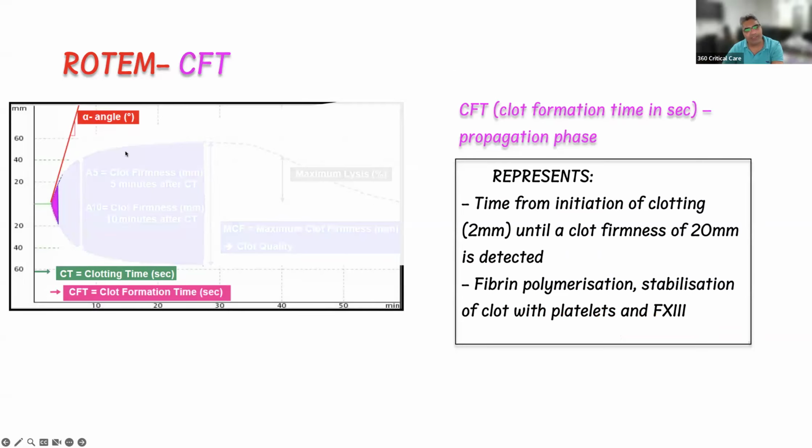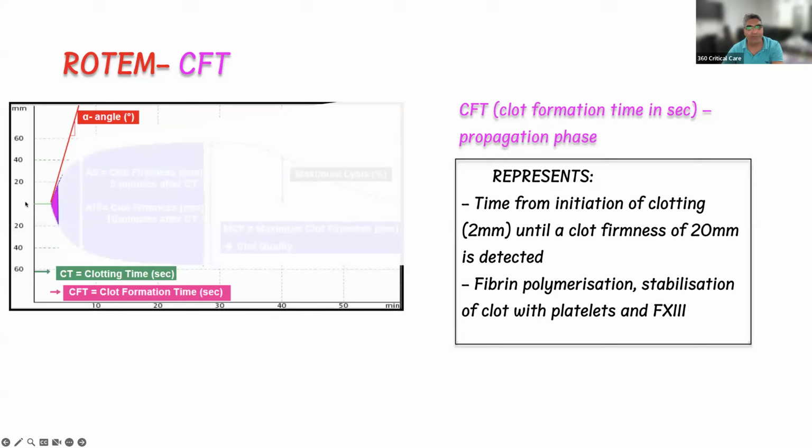We look at the alpha angle. The alpha angle represents clot initiation or clot strength. The higher the angle, the better it is. The lower the angle, the worse it is. Next, clot formation time, in seconds, which represents the pink part.